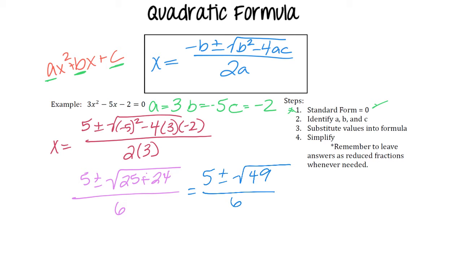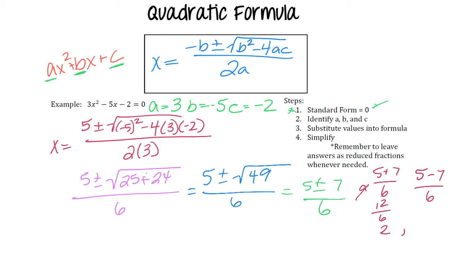And we know that the square root of 49 is 7. So this is 5 plus or minus 7 over 6. So what this means is we actually have two answers. We have 5 plus 7 over 6 and 5 minus 7 over 6. So 5 plus 7 is 12. 12 divided by 6 is 2. 5 minus 7 is -2 over 6, which simplifies to -1/3. So here are our answers.